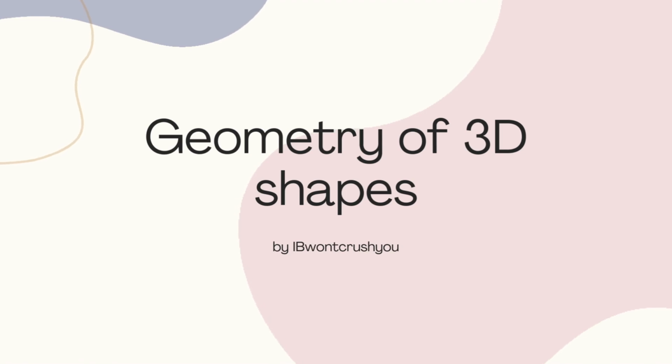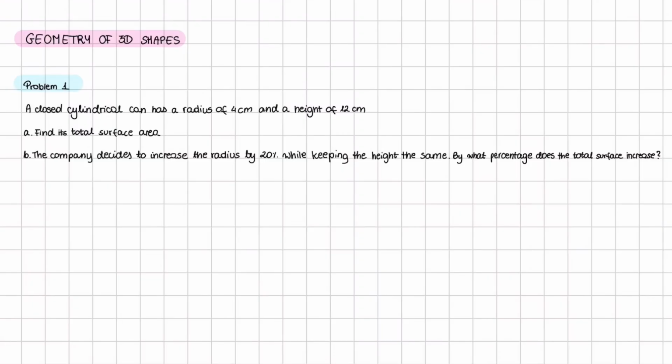Let's get started. Problem 1. A closed cylindrical can has a radius of 4 centimeters and a height of 12 centimeters. A. Find its total surface area.